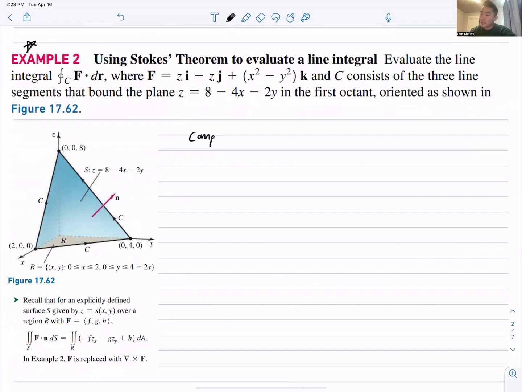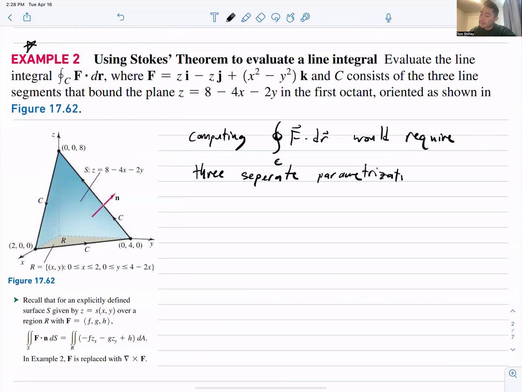And so computing this closed loop integral of F dot dr would require 3 separate parameterizations. And that's just too hard. So use Stokes' theorem. So use Stokes. I don't know, I put the apostrophe s there.